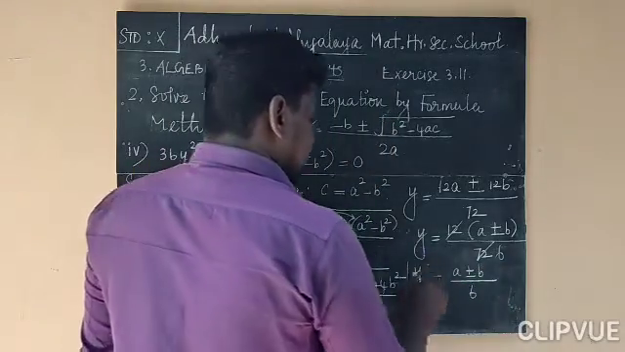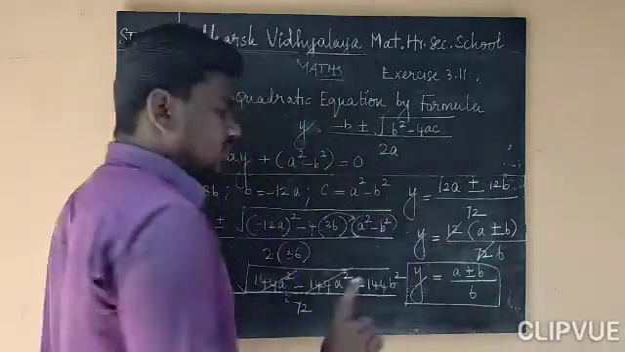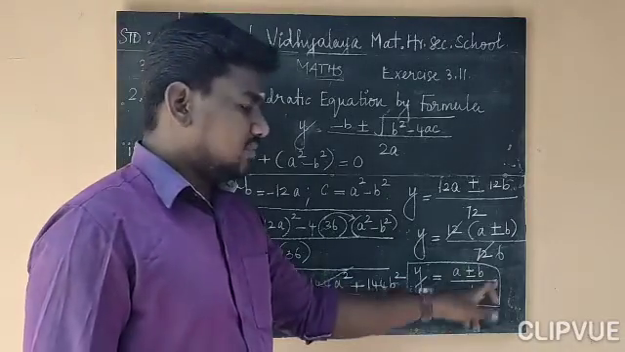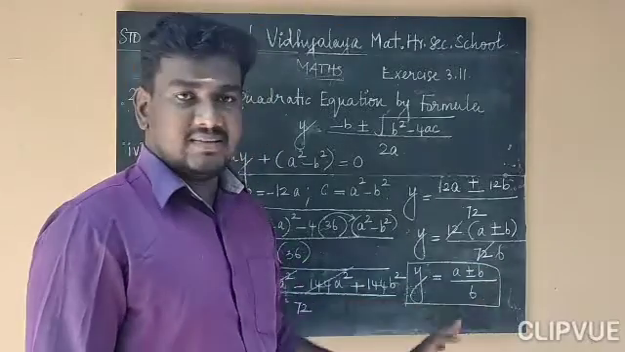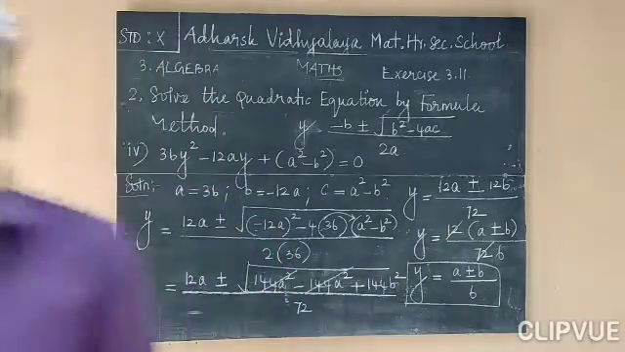Okay, so case 1, you can take y is equal to a plus b divided by 6, and case 2, a minus b divided by 6. This is the required solution set.